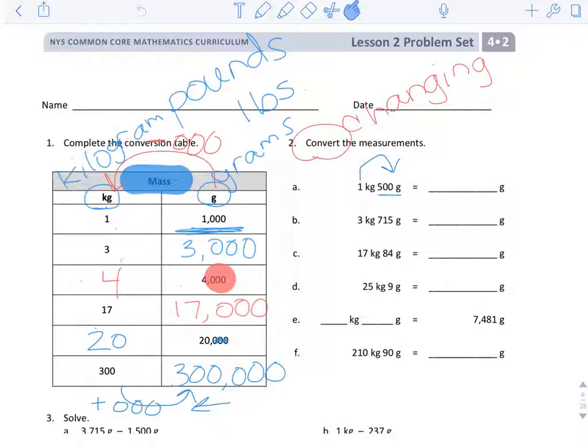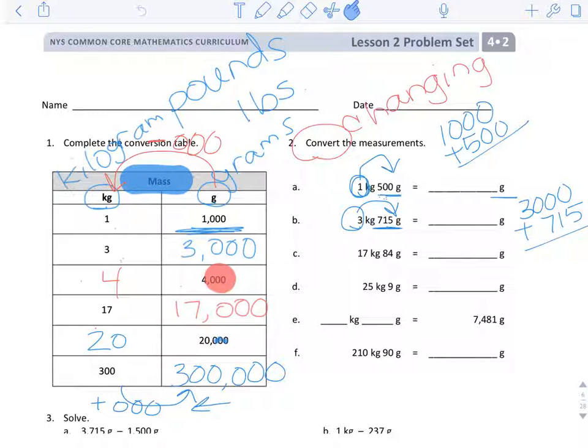So this is actually, and I'll do it up here, 1,000, because that's this, plus the 500. I want you to notice I don't convert the grams at all, because that's what I want to end up with, so it stays the same and doesn't change. Let's go down to letter B. This is a 3, but I want to convert, so this is going to be 3,000 plus, I don't change the grams at all, 715. You can do C. I'm going to try D. It has a 25. We're going this way, so we're going to add 3 zeros. 25,000 plus 9. Okay.